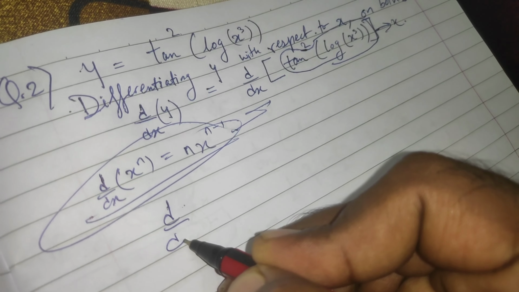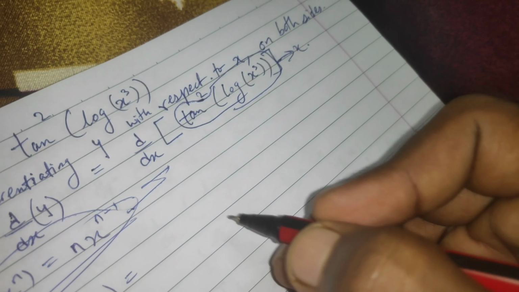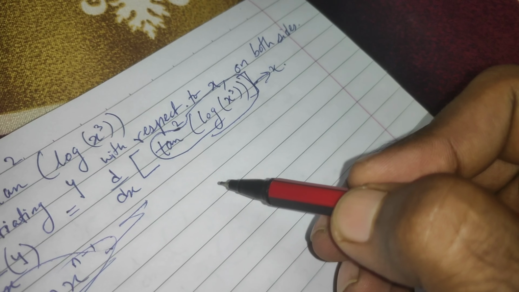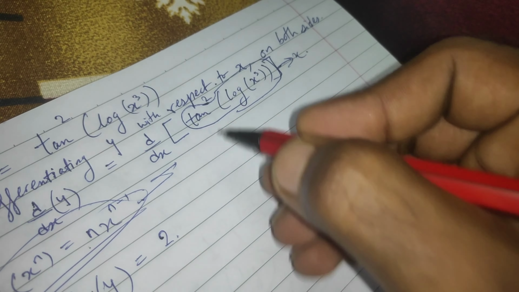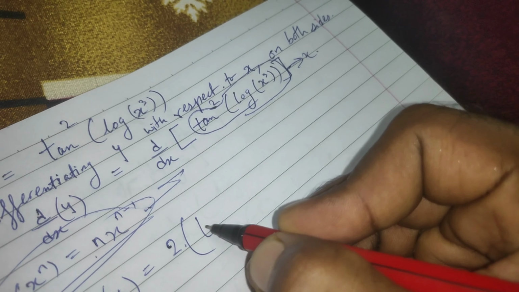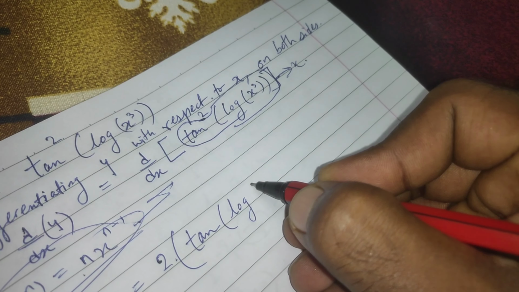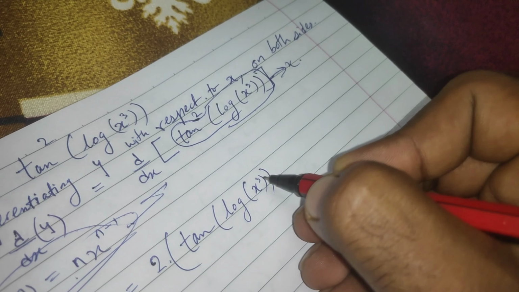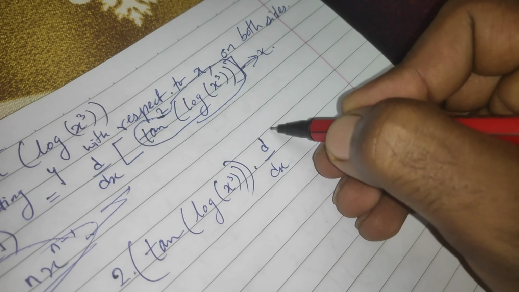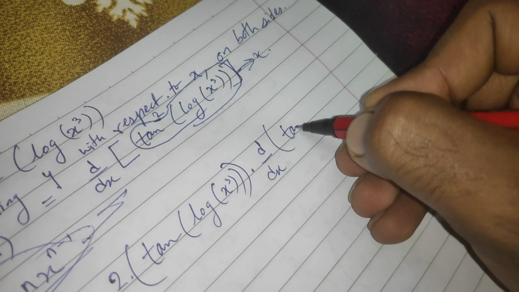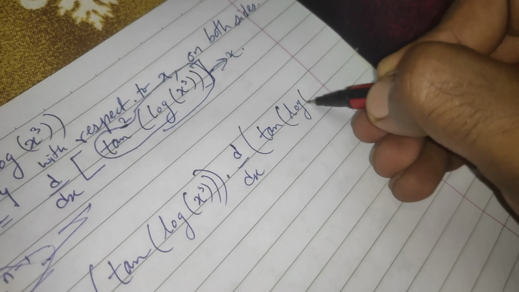Derivative d by dx of y equal to, so now x raised to n, which is 2, n equal to 2, and the x is this whole thing, into tan of log x raised to 3, okay, into derivative of which we have considered x, that is tan log x raised to 3. Put the brackets carefully.